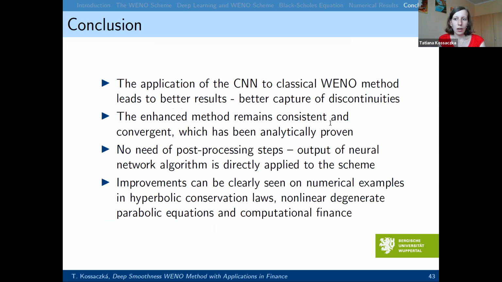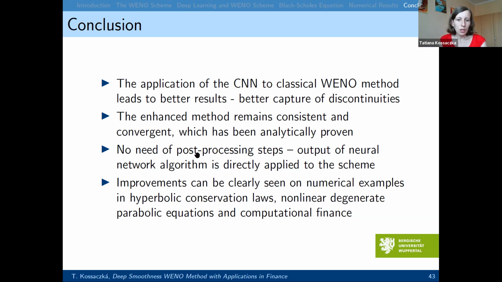To the end, I will just conclude what I have done. We applied the convolutional neural network to classical WENO methods, and we see that this leads to better results. We are able to capture the discontinuities in a better way. And our method remains consistent and convergent, which has been analytically proven. We do not need any post-processing steps. The output of the neural network algorithm can be directly applied to the scheme.